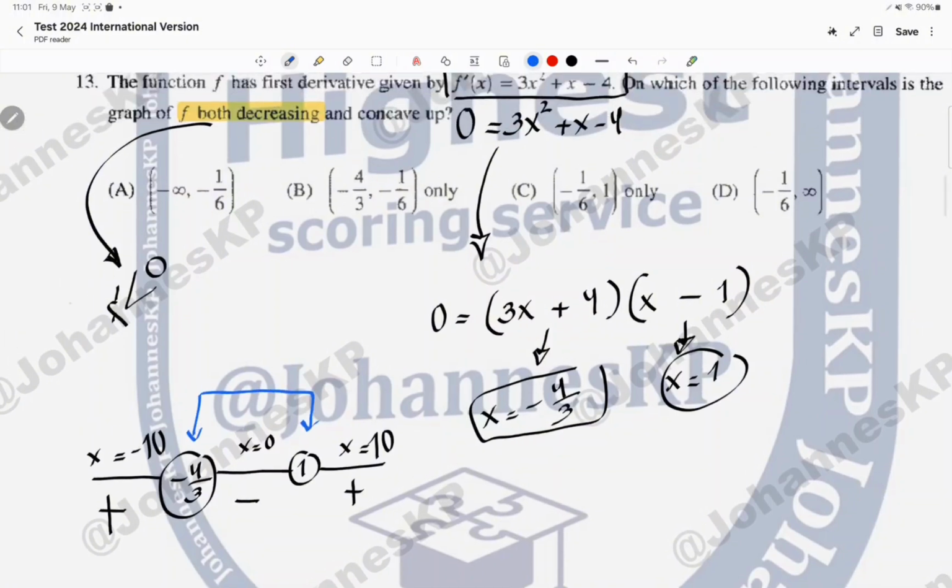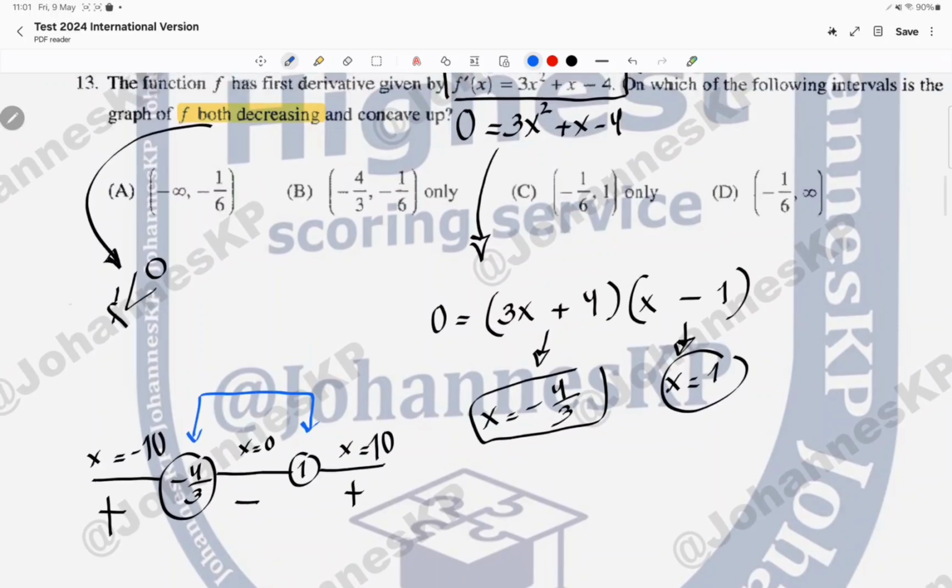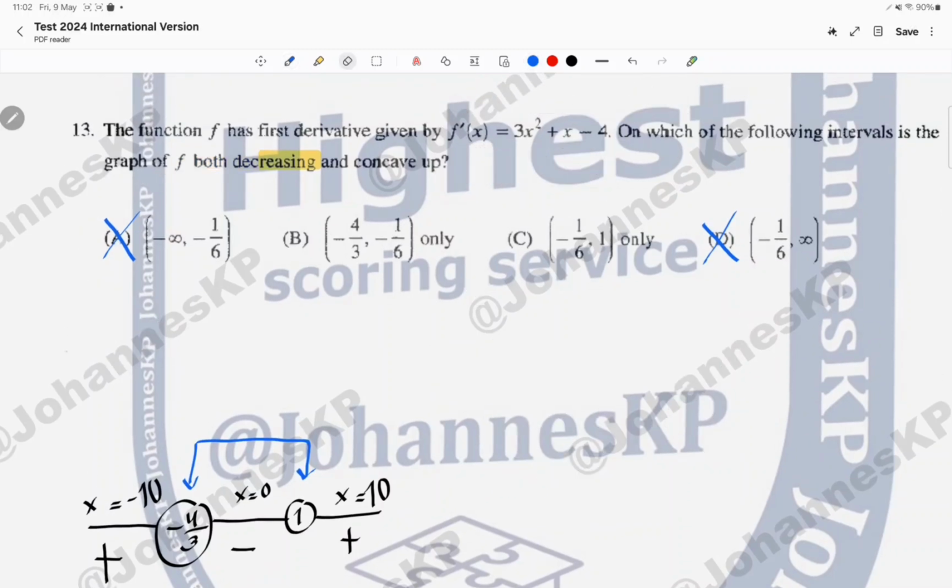Okay, so it's not going to be choice A, because choice A goes all the way to negative infinity. And it's not going to be choice D, because it goes all the way into infinity, right? And so it's either going to be B or C. But now let me just erase things to make our life a bit easier. What I can do is check the second condition, which is concave up.